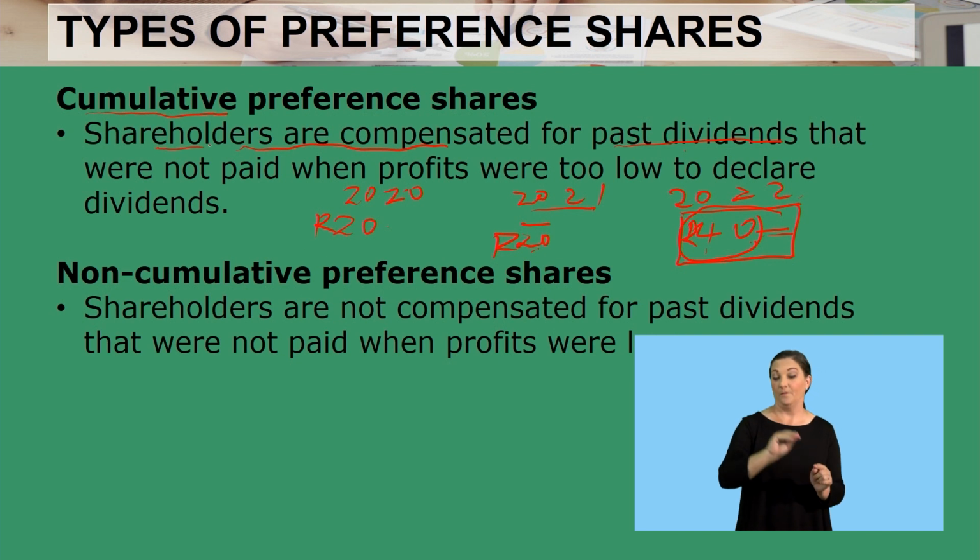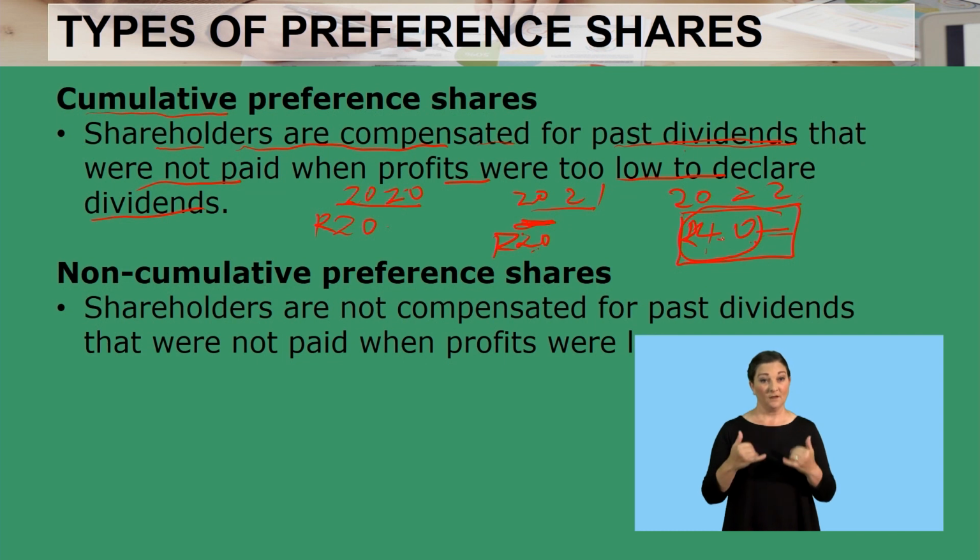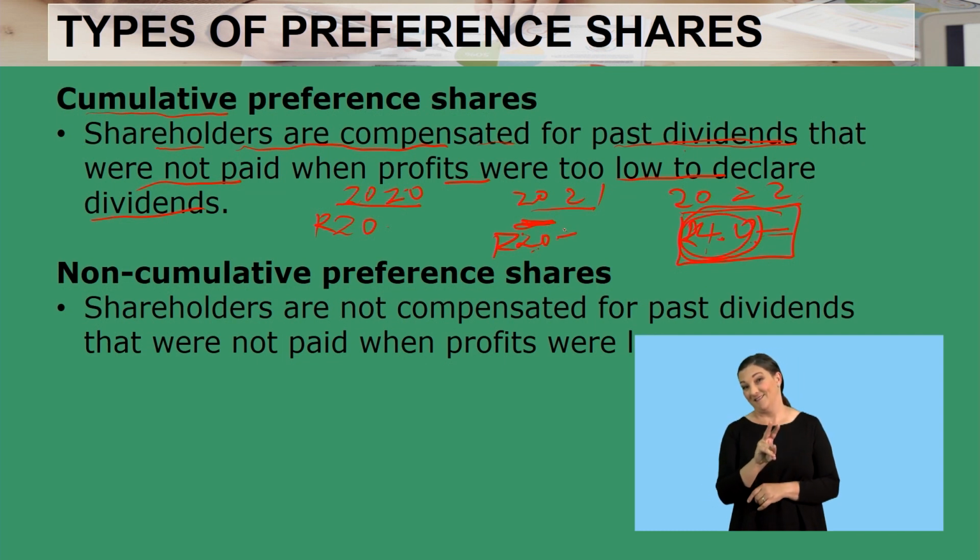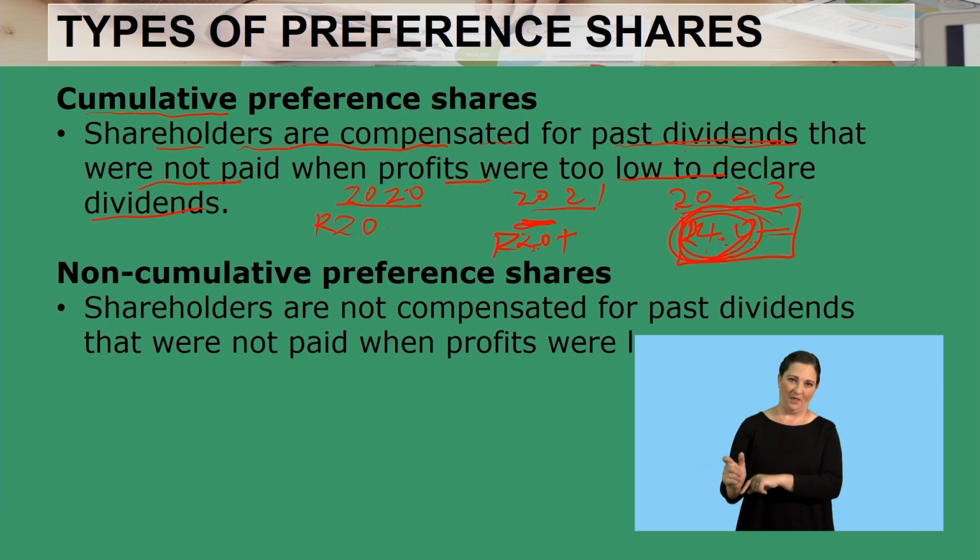So hence we say shareholders are compensated for past dividends that were not paid when profits were too low to declare dividends. As I made an example, in 2020 you did receive your dividends, but in 2021 the investor did not receive. Hence in 2022 the investor will receive 40,000, because you're going to say 20,000 for 2021 and 20,000 for 2022 will amount to 40,000.